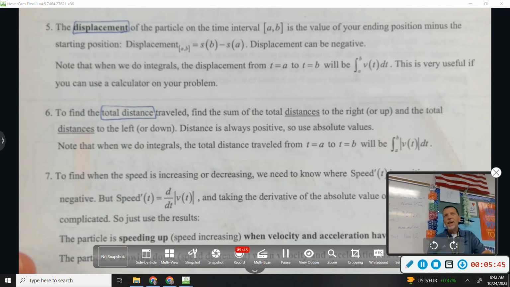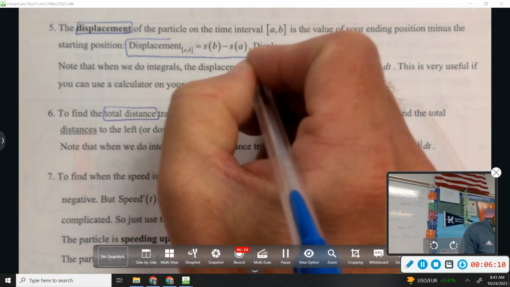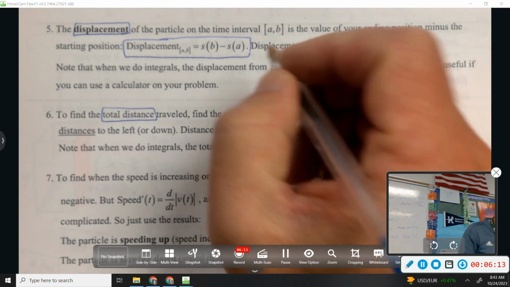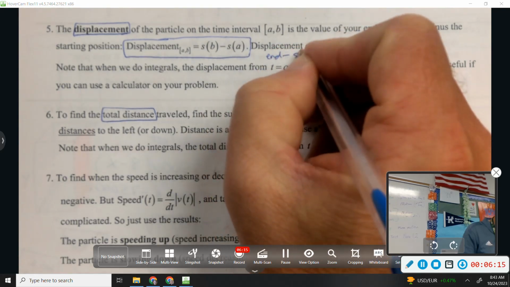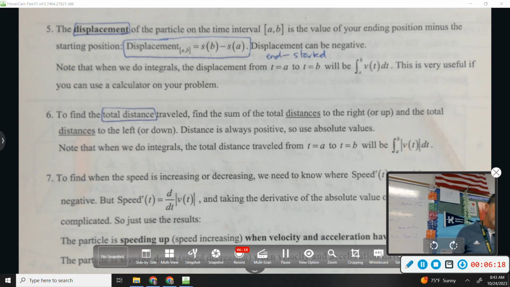Displacement is just where you are relative to where you left, right? The classic example is if you run around the track one time and you end up exactly where you started, what was your displacement? 0, right? In fact, you could run around the track 100 times and your displacement would be 0, because it's where you ended minus where you started. And so it doesn't matter how you got there.